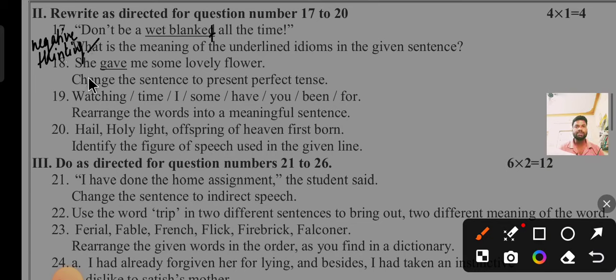Next, 18th question: she gave me some lovely flowers. Change the sentence to present perfect. It is in the simple past, and you can change it into present perfect. What is that present perfect sentence?